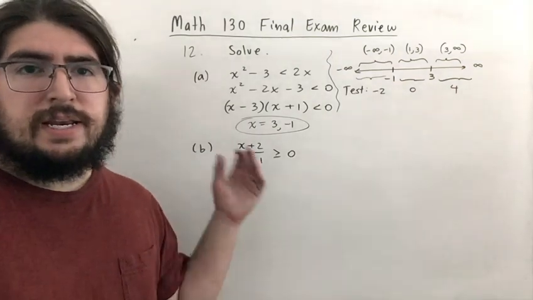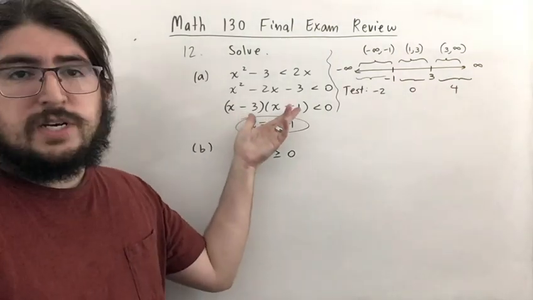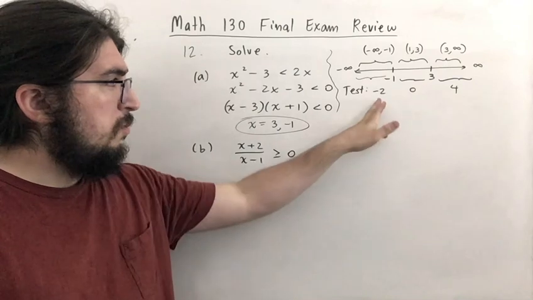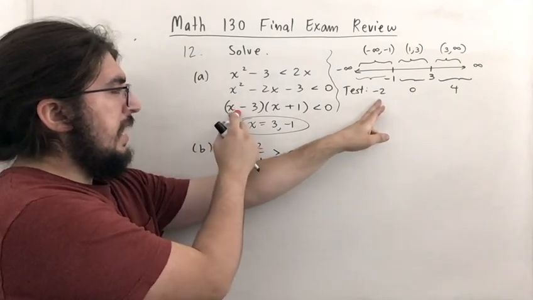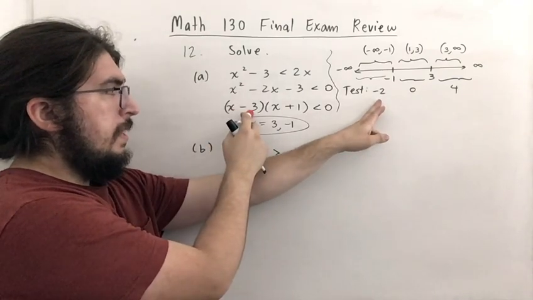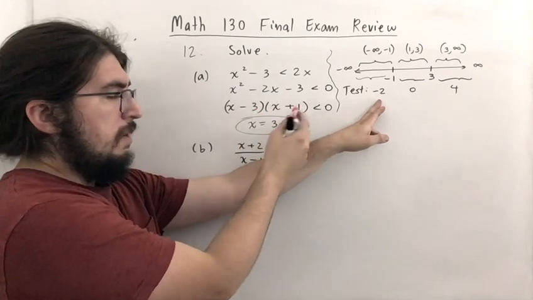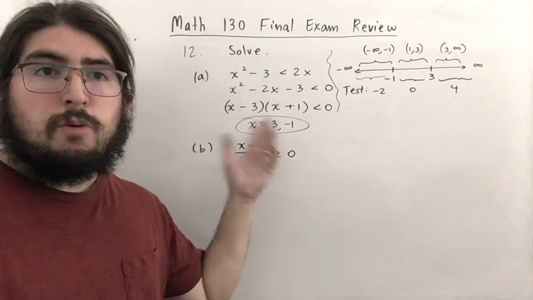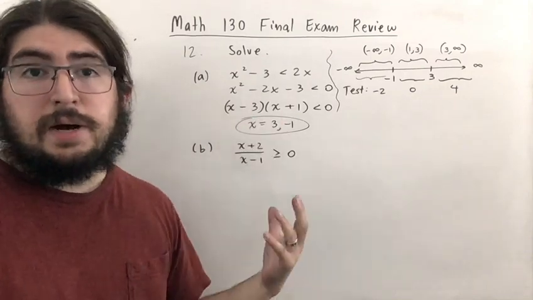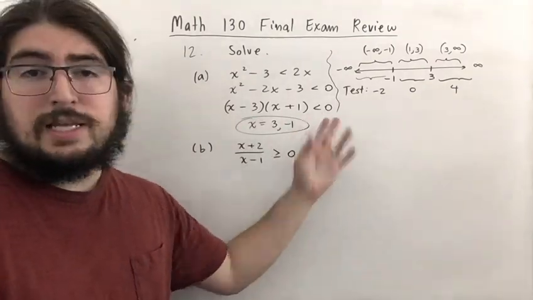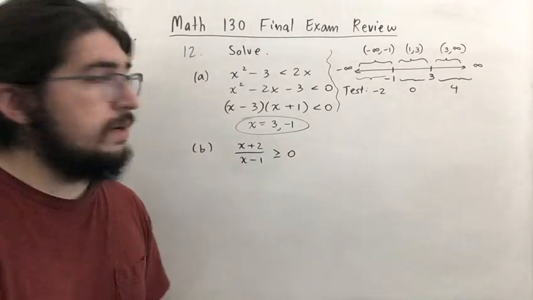The better way of checking is this factored version here. That's why I left it like this. So if you plug in negative 2, you see that negative 2 minus 3 is negative. And negative 2 plus 1 is negative 1. So it doesn't matter what the numbers are. The whole point is the sign. It's negative times negative, that's positive. But hang on, this says it's less than 0, which means it's negative. So that doesn't work.